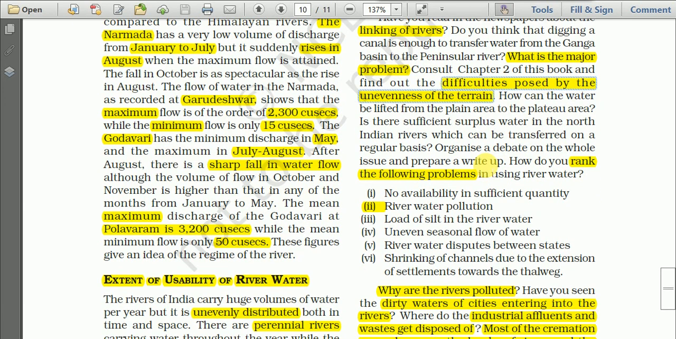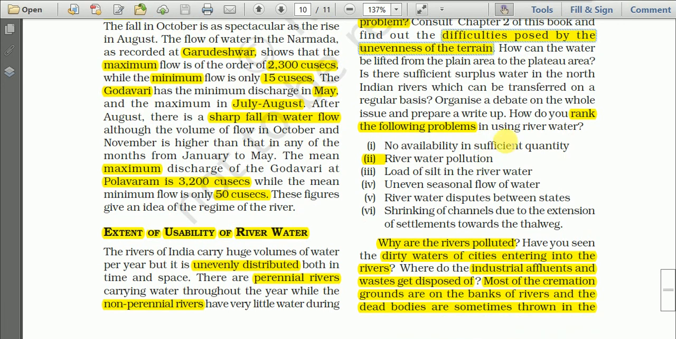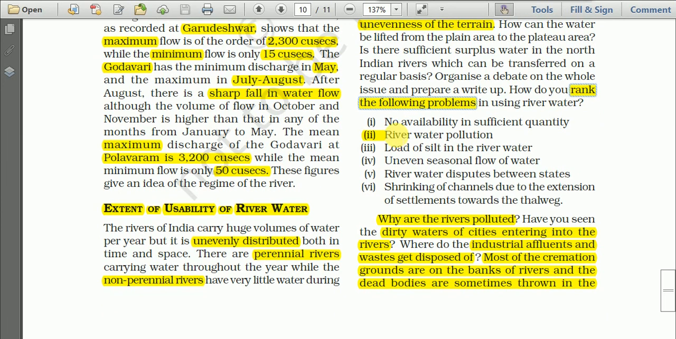And after this, how do you rank the following problems in using the river water? We have to rank the most problematic one as rank 1, and the least one should be at the bottom. Number 1, no availability of sufficient quantity. This is problem number 1. Then number 2, river water pollution.